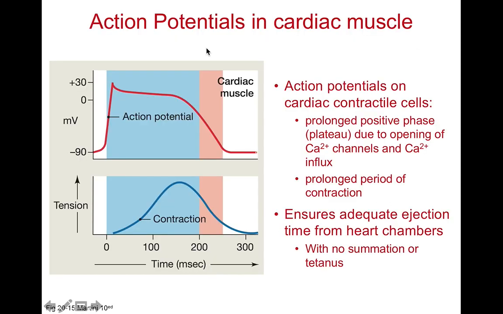So you can see how this is highlighted in red. Make sure you understand these points. The action potential in cardiac contractile cells has a prolonged positive phase called a plateau phase due to opening of the calcium channels and calcium influx. This causes a prolonged period of contraction, and this ensures adequate ejection time from the heart chambers with no summation or tetanus.